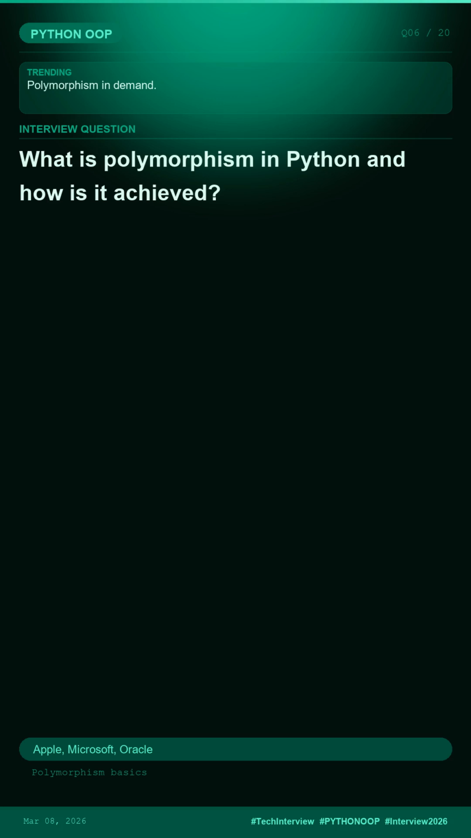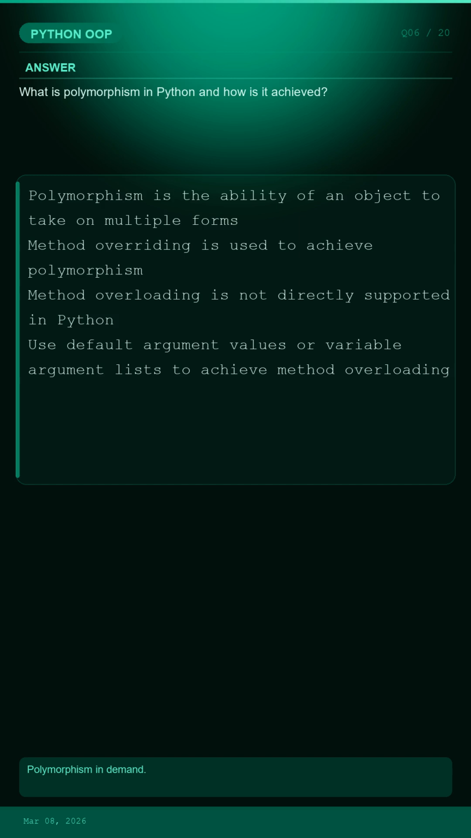Question 6. What is polymorphism in Python and how is it achieved? Answer. Polymorphism is the ability of an object to take on multiple forms. Method overriding is used to achieve polymorphism. Method overloading is not directly supported in Python. Use default argument values or variable argument lists to achieve method overloading.